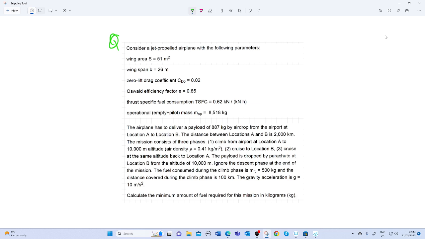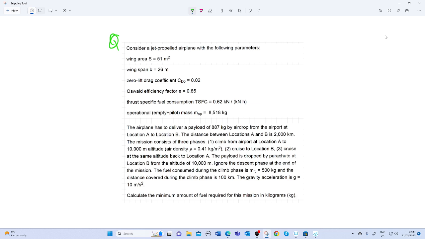The fuel consumed during the climb phase is MFC 500 kg, and the distance covered during the climb phase is 100 km. The gravity acceleration is g equals 10 meters per second squared. Now, calculate the minimum amount of fuel required for this mission in kilograms. Once again, calculate the minimum amount of fuel required for this mission.